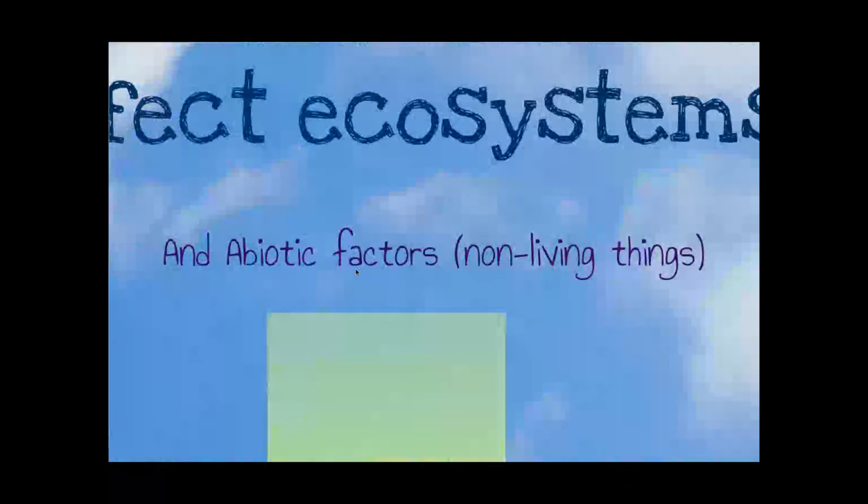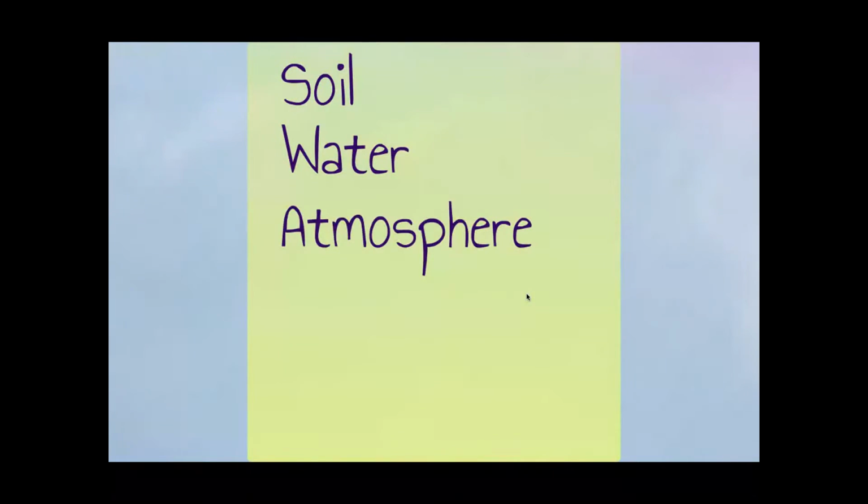But on the other side, we have our non-living things. We call those our abiotic factors. Abiotic means not living. A means no or not. Biotic means living. So the non-living things control what lives in an ecosystem just as much as the living things. So we have things like the soil, the water, and the air. All of those three things have a big impact on what's living there.